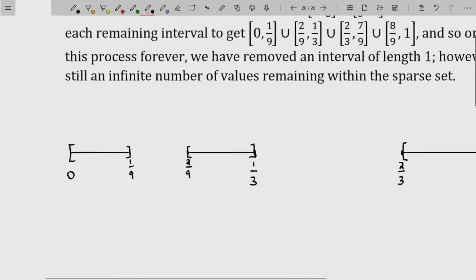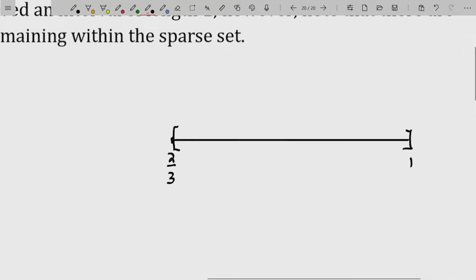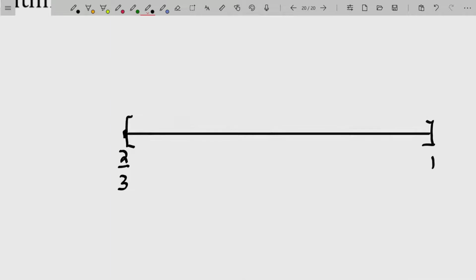We're going to do the same thing on the other interval. We'll remove its middle third. Remember, the middle thirds are basically step sizes of 1/9. So 2/3 is the same thing as, multiply top and bottom by 3, 6/9. So we're going to remove 7/9 to 8/9. That's the interval we're going to remove there. And again, it's a closed interval.